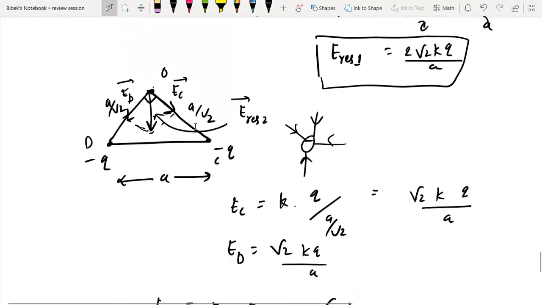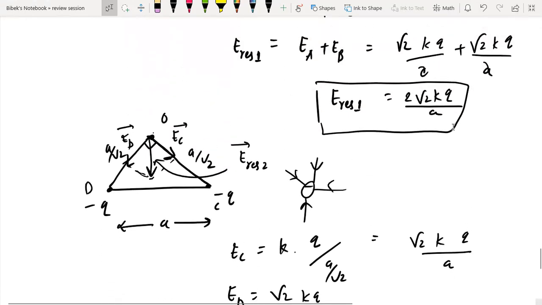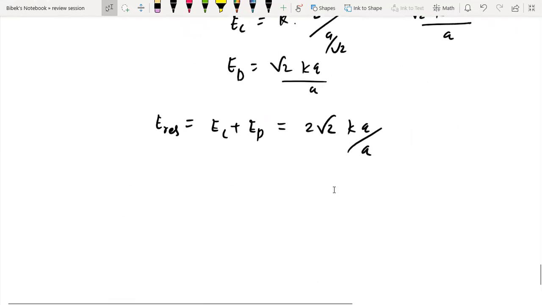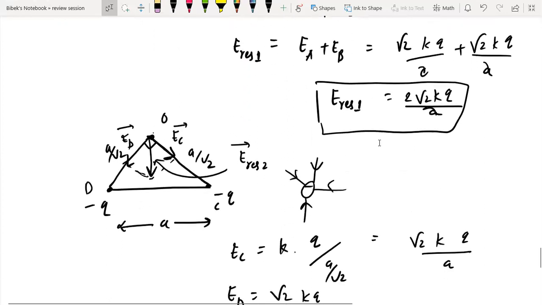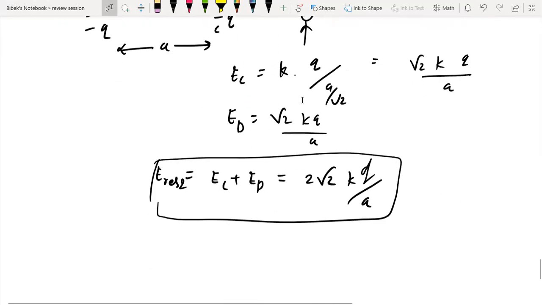So you have E resultant 1, 2 root 2 KQ over A, right? And you have resultant 2, there's also 2 root 2 KQ over A. So the net resultant will be the sum of the two because both are pointing downward, right?